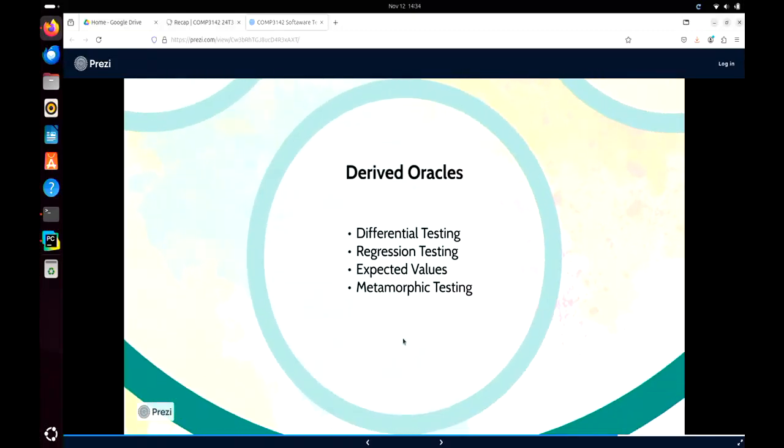And apart from manually written test oracles, we can also derive test oracles automatically. And we have learned several so-called testing techniques which are related to these derived oracles. I think there's a typo here. We learned three testing techniques. So first, differential testing. Do you still remember what differential testing is? Why is it related to test oracles?